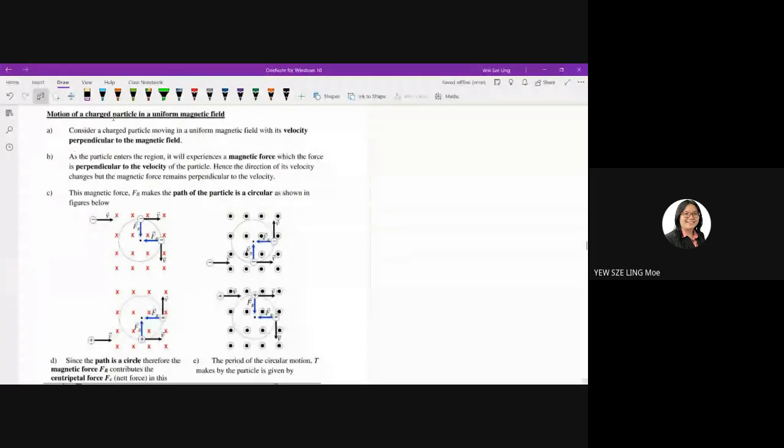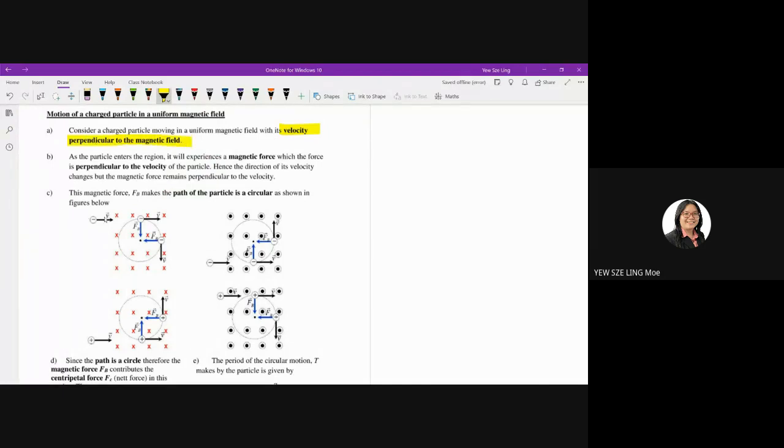Okay, so a moving charged particle in a uniform magnetic field. Consider a charged particle moving in a uniform magnetic field with its velocity perpendicular to the magnetic field. As the particle enters the region, it will experience magnetic force right away, and it is perpendicular to the velocity. Hence, the direction of the velocity changes, but the force remains perpendicular to the velocity. Now, the condition to have this is that the particle must enter the region perpendicular to the magnetic field. Dia mesti masuk dengan syarat velocity perpendicular to the magnetic field.